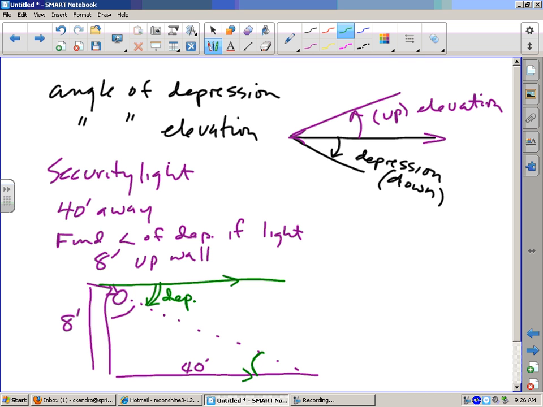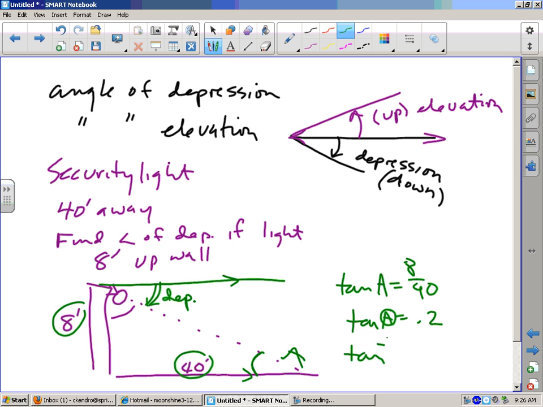So what we really want to do is find angle A down here at the bottom. So I have opposite and adjacent. That means the tangent of angle A is 8 over 40. So figure out what 8 over 40 is, which is 0.2. And then you have to do the inverse, because angle A is like the alien. So we do inverse tangent of 0.2, and I get approximately 11 degrees. So this angle of depression is 11 degrees. Okay, so you have to be very careful that you're going from the horizontal.